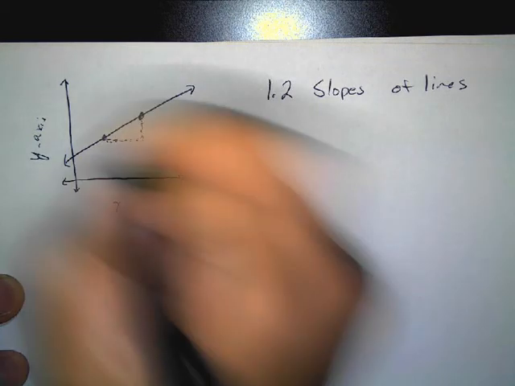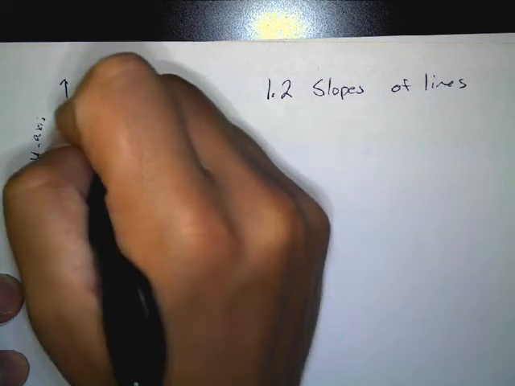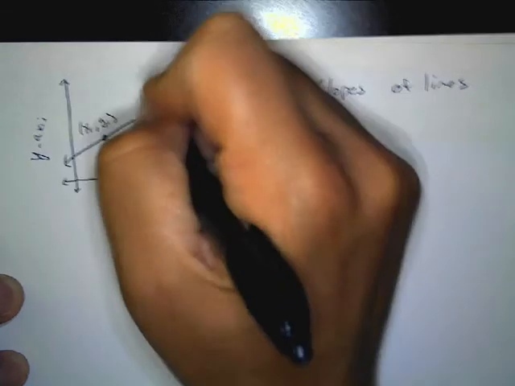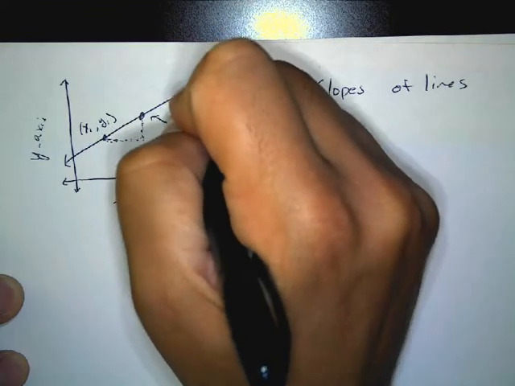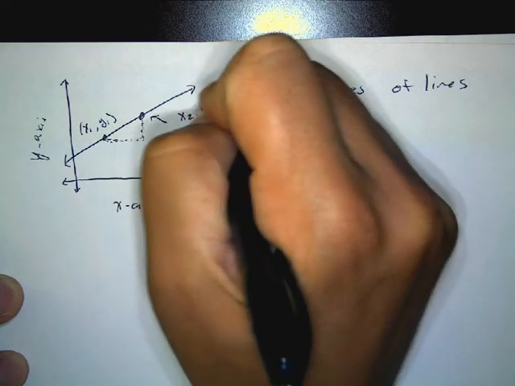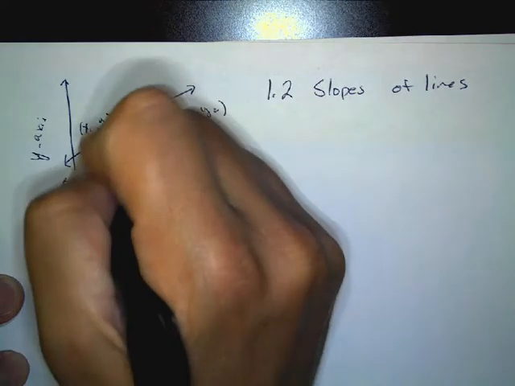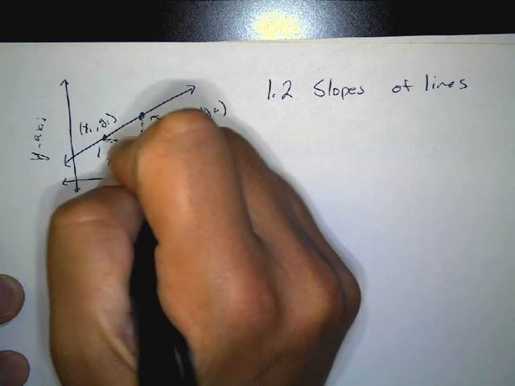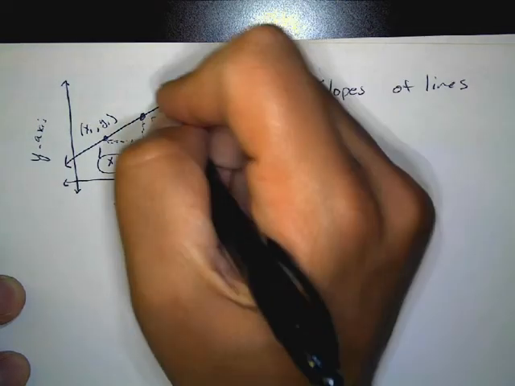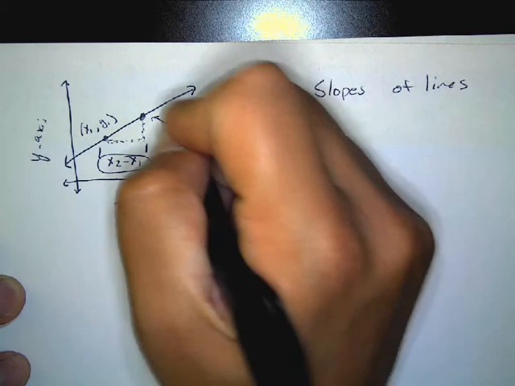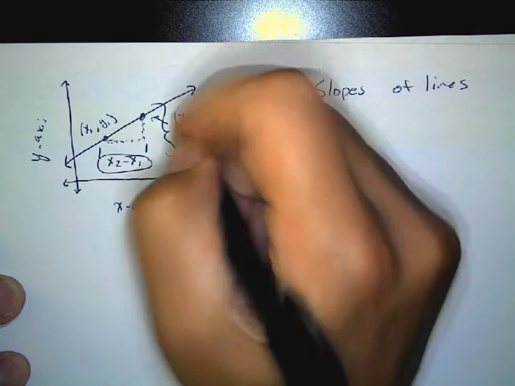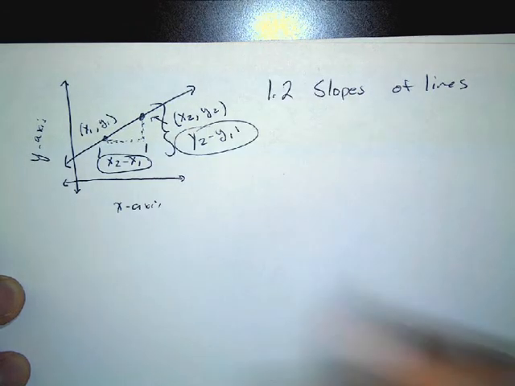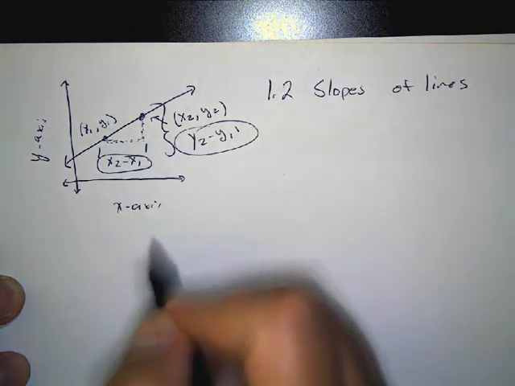Okay? We're going to call this point x1, y1, and this point right here is going to be x2, y2. And if you look at this graph, in order to get this distance, I'm going to have to subtract my x's. And in order to get this distance right here, I'm going to have to subtract my y's. And that's going to tell me my rise and my run. And this is what's going to give us slope.